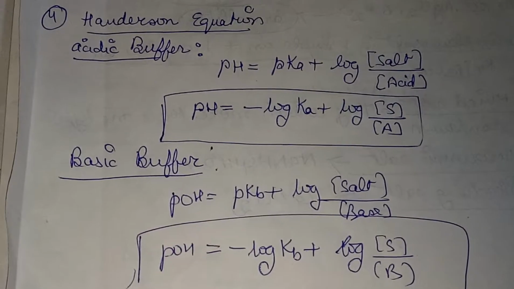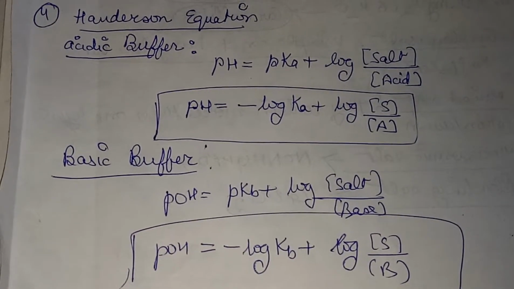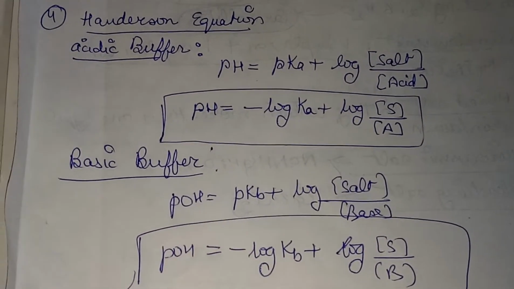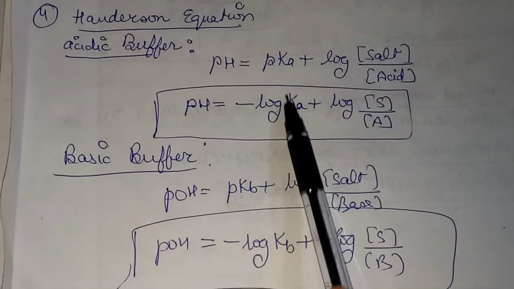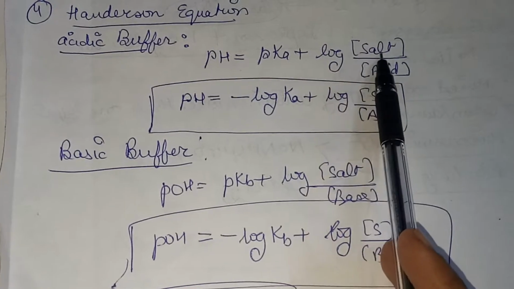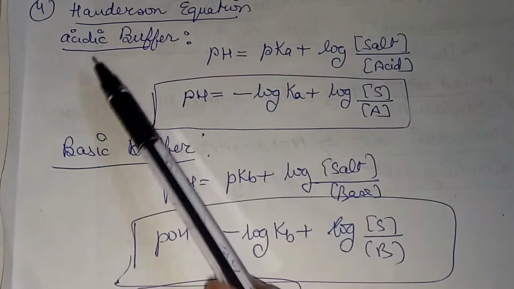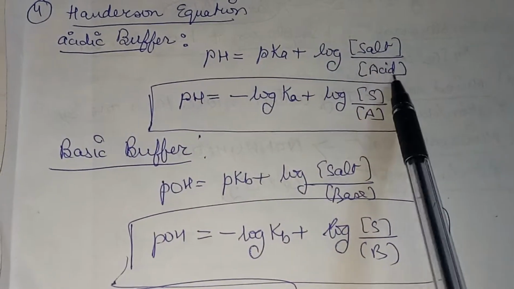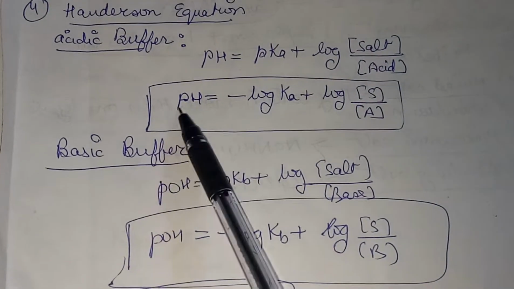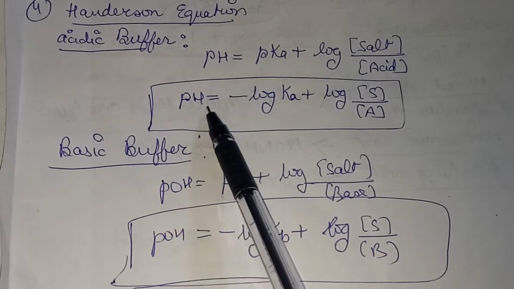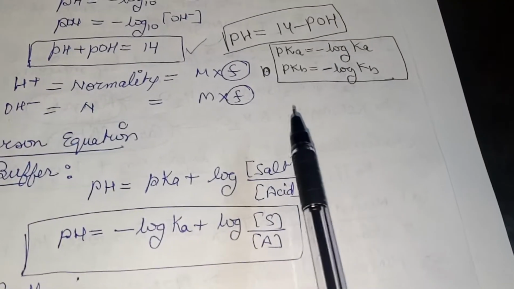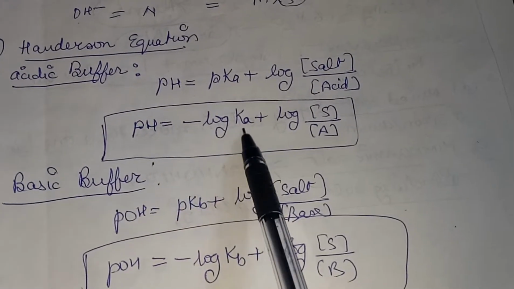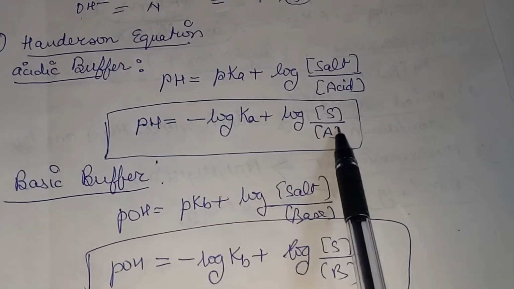So for an acidic buffer, the Henderson's equation is pH equals pKa plus log salt upon acid. If it is acidic, then we take log salt upon acid. Or in other words, we can write it this way also: pH equals minus log Ka plus log salt upon acid, because pKa equals minus log Ka.